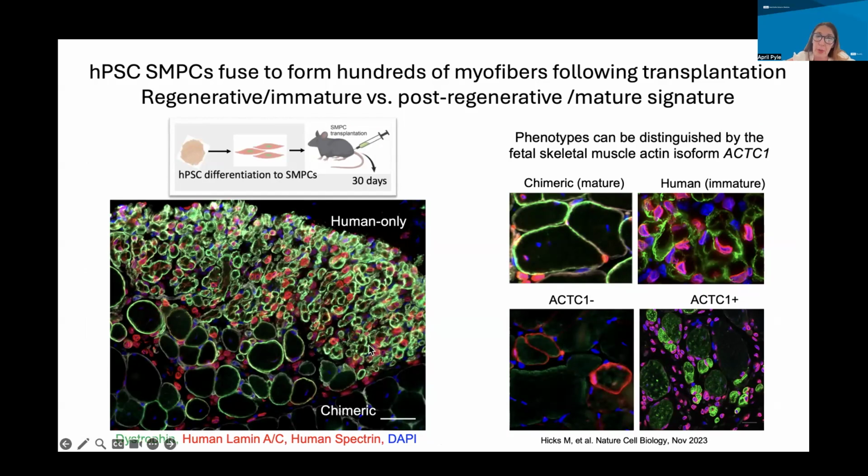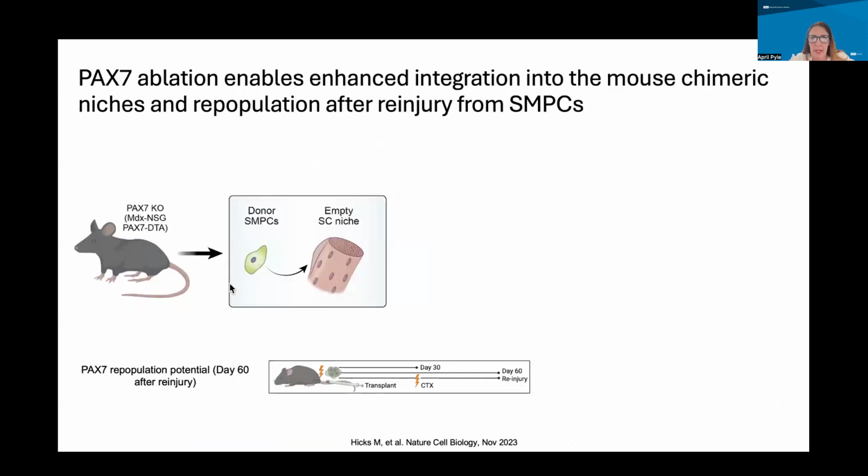And we also have human-only fibers. And so we have populations that are making their own human niches. And we've identified markers that dictate what these fibers are. And then we also have chimeric fibers, which are the R cells fusing with the mouse fibers. And so this is something that helps us understand the mature and immature signatures of the cells that we're making, which we look at all the time.